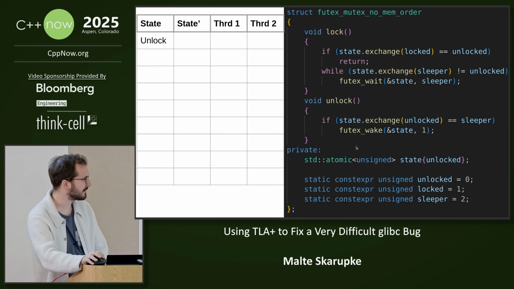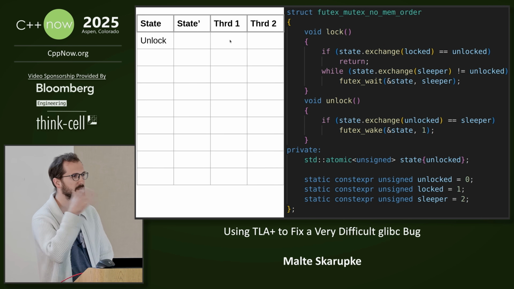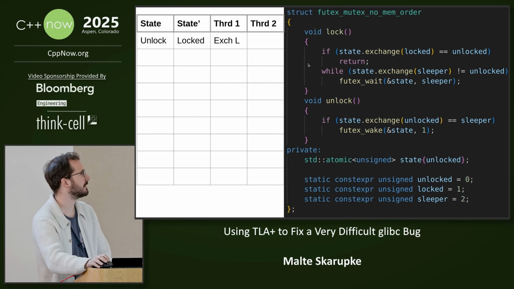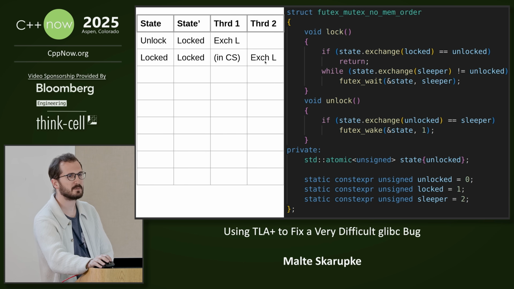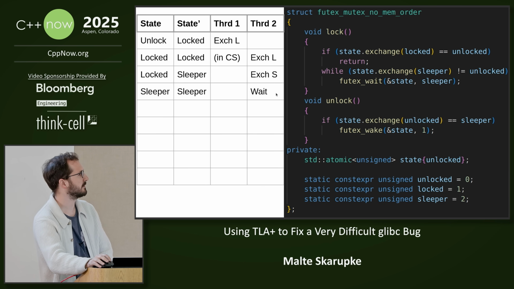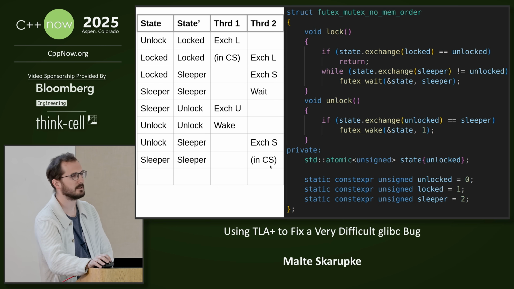So we have state and we've got state prime, old state, new state. Let's say thread 1 goes to lock it, and then it's in the critical section. Thread 2 comes along and also wants to lock, but it can't. So it's going to go to sleeper state. It's going to wait. This is the happy path. Then the first thread unlocks and calls wake. The second thread wakes up, is in the critical section.